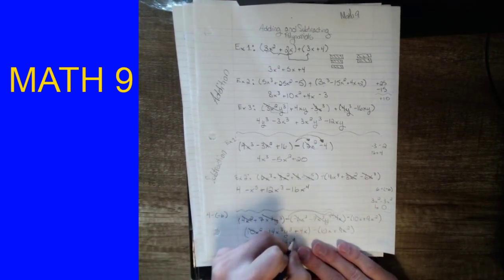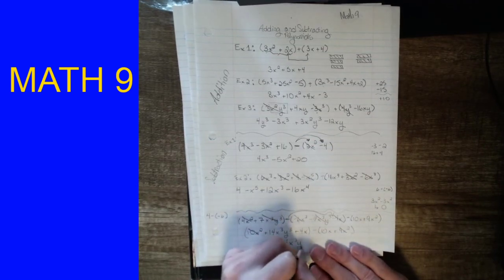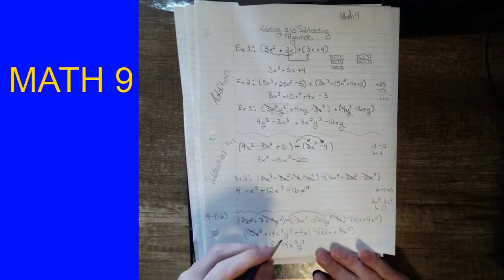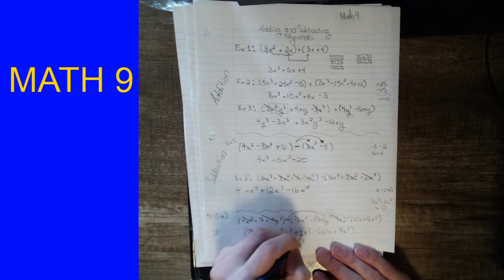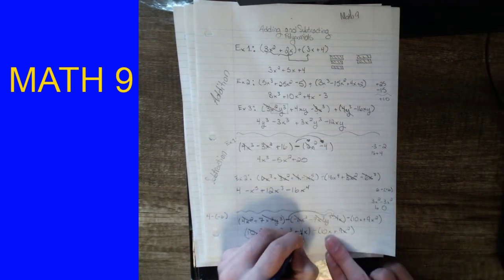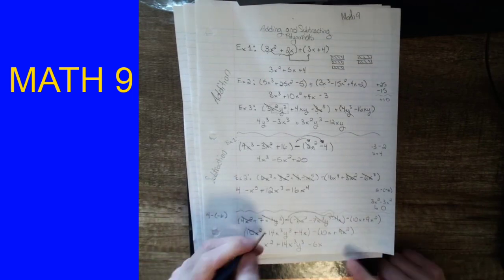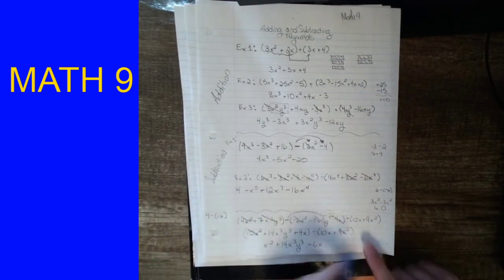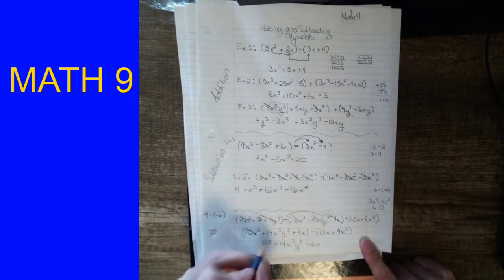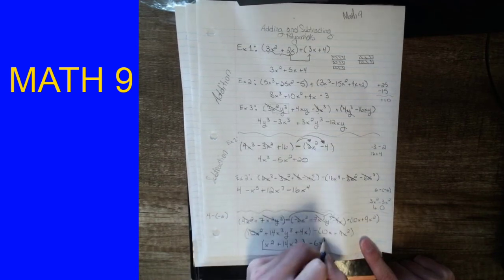This 14x cubed y cubed stays the same. And then I have positive 4x subtract 10x should be minus 6x. And this big complicated thing up here just simplified to 3 terms.